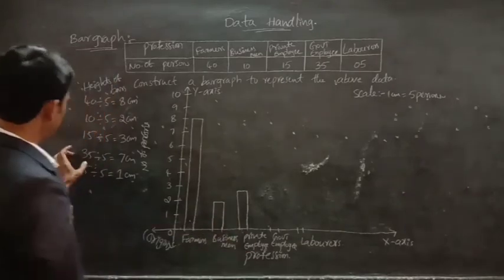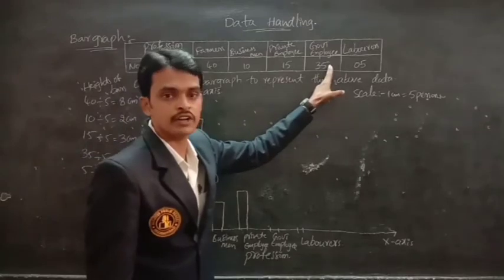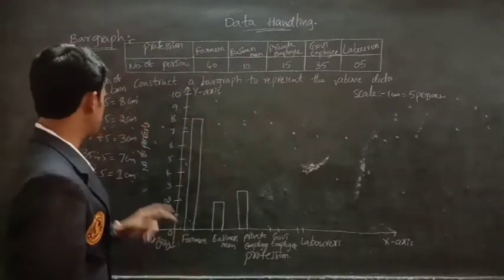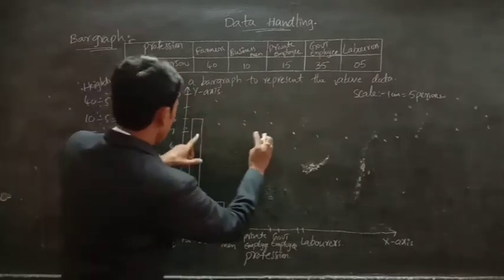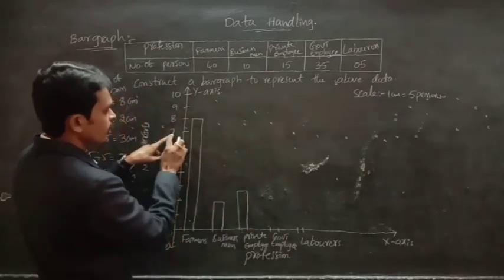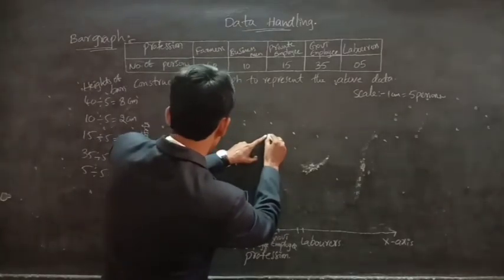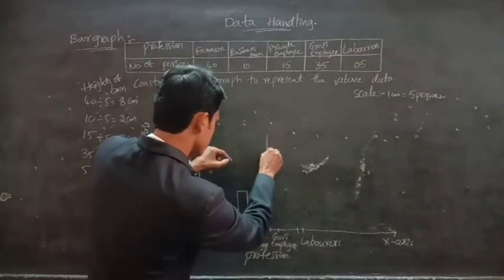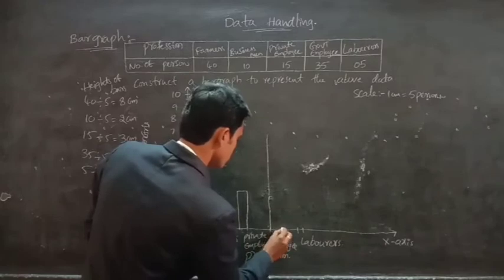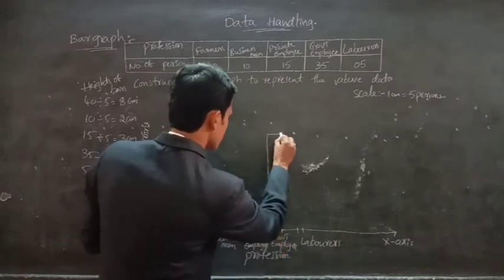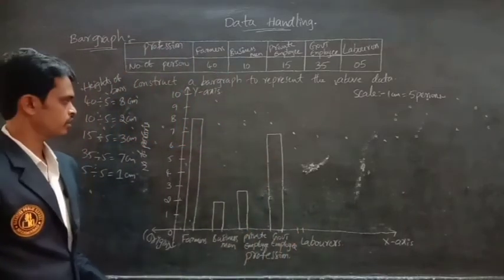Next, government employees. How many persons are there? 35 persons are there. It is equal to how many centimeters? 7 centimeters. Now here, see that on the y-axis 7 centimeters. Yes, from here onwards we should draw the bars like this. Like this 7 centimeters we should represent.